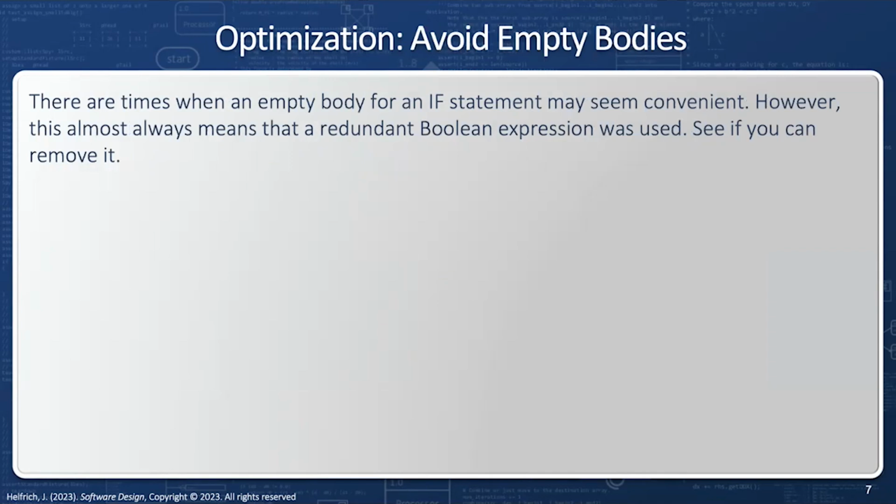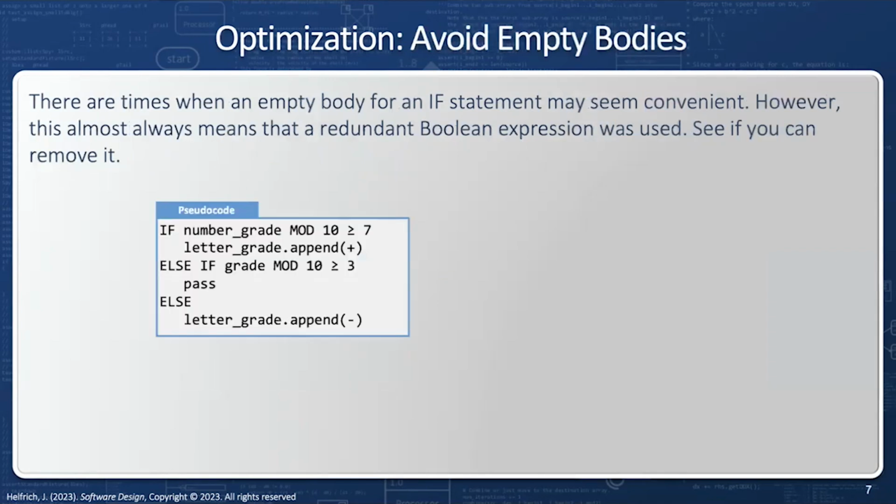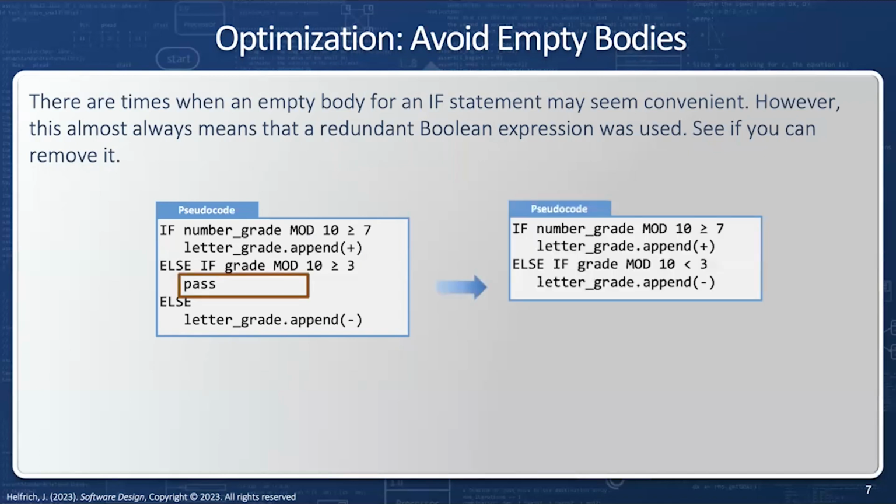Almost always when we have an empty body, the programmer is careless about the implementation. For an example, if I want to append a plus or minus onto the end of a number grade, then I will say, hey, if the grade mod 10 is greater than or equal to 7, in other words, it ends with 7, 8, or 9, then add a plus. If it's greater than or equal to 3, then do nothing. Otherwise, append a minus. An optimization would be to remove this pass by simply saying, if grade mod 10 is greater than or equal to 7, then append a plus. Otherwise, if it's less than 3, then append a minus.